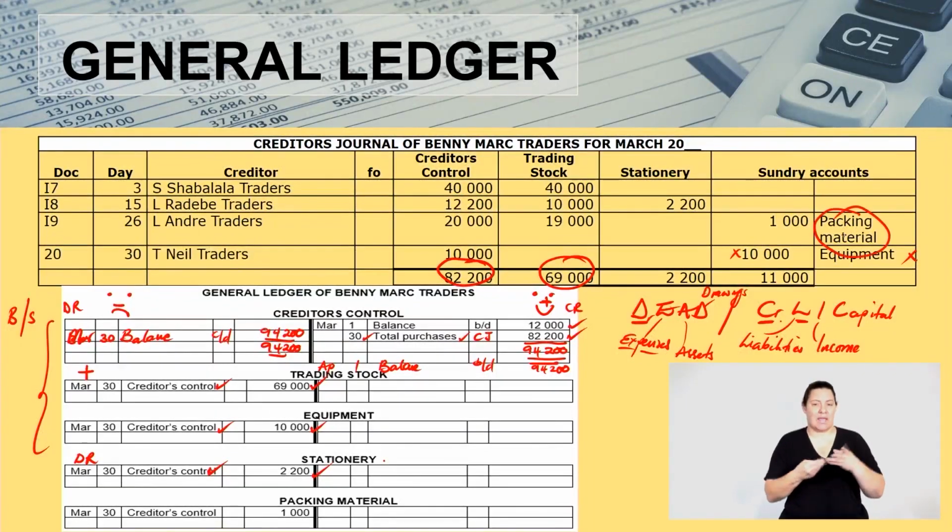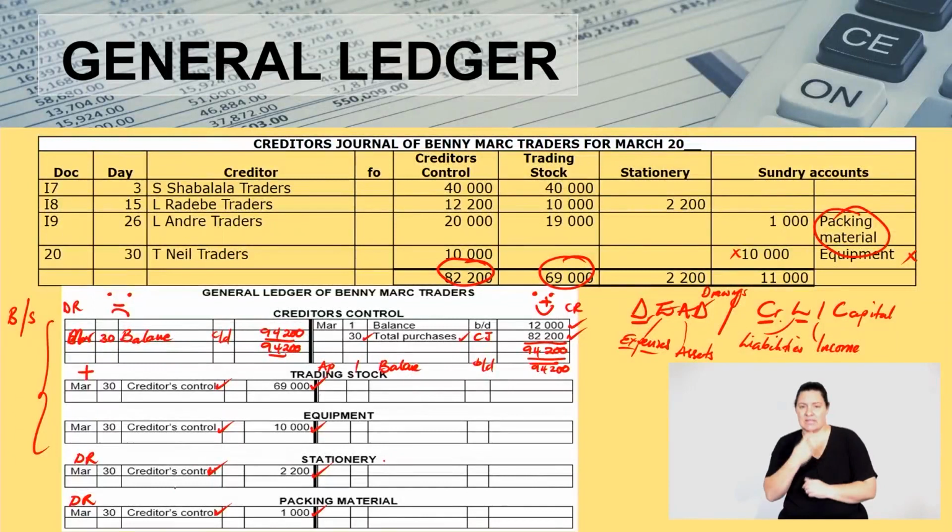There is my packing materials. And then what is packing materials? It is an expense. So it means it will now increase on the debit side as well. Hence you see creditors control, and then I have my 1,000. Okay, I still have one more thing that I want to explain to you in this lesson. And that is what we call the accounting equation. Okay?